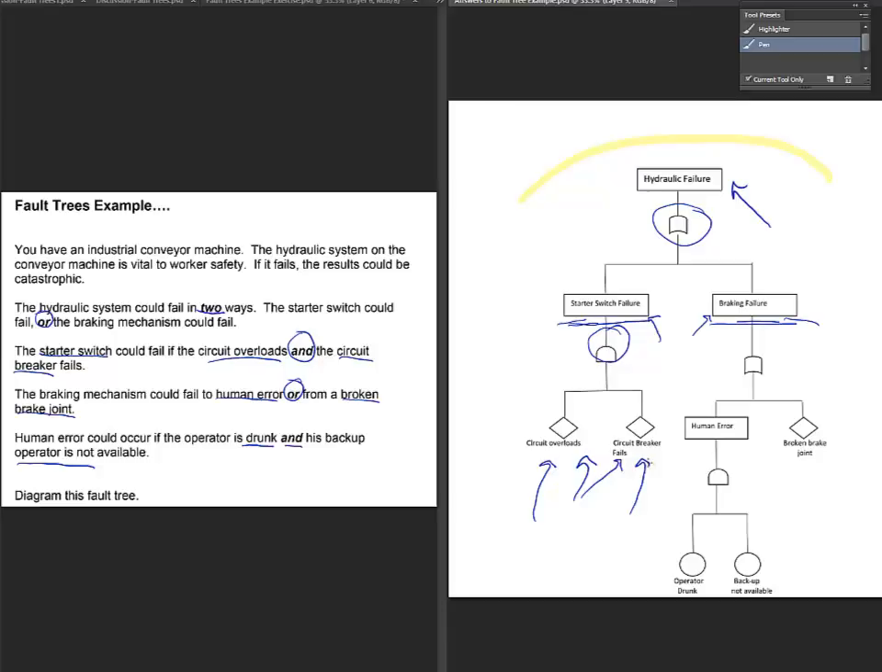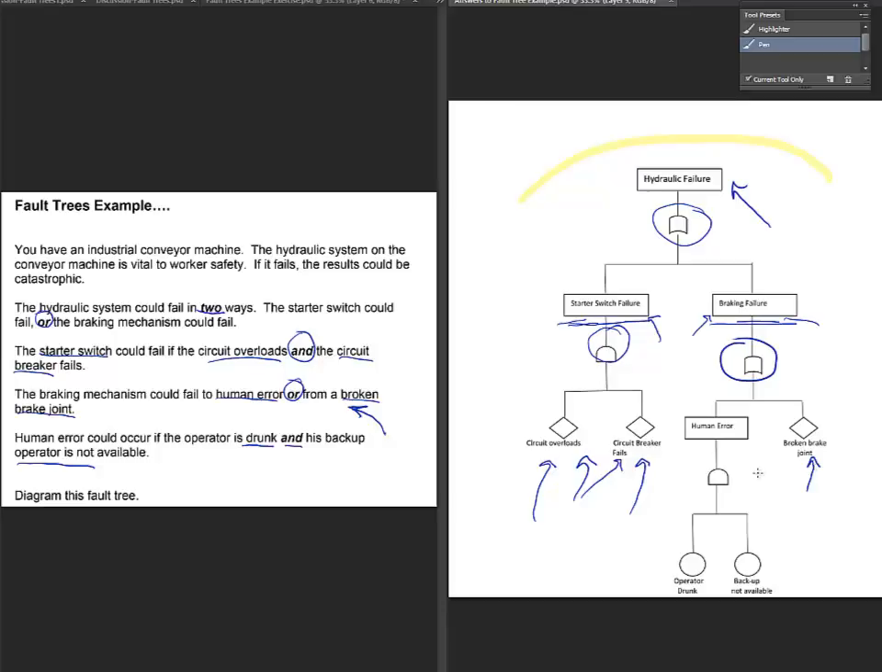All right, so we've kind of taken all the information that we have on starter switch failure. The other one is the braking failure. And it says from our example over here that human error or a broken brake joint could cause failure. Now these events are independent of each other, so we use the OR gate over here. So human error could occur, or there could be a broken brake joint. So we again represent the broken brake joint because we may want to look at that later. We may want to try and figure out what could cause a broken brake joint.